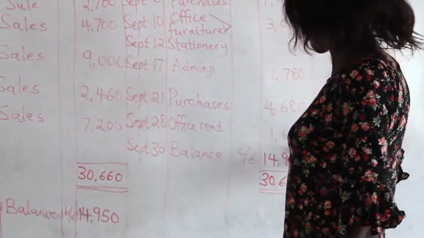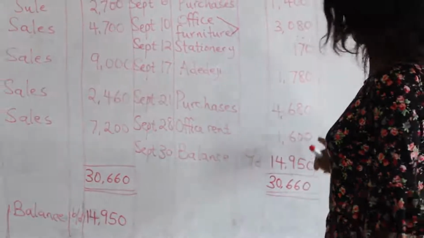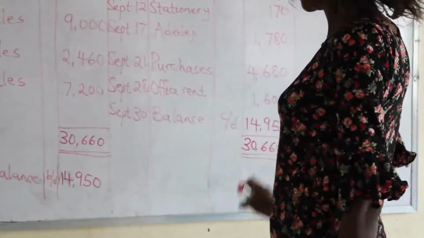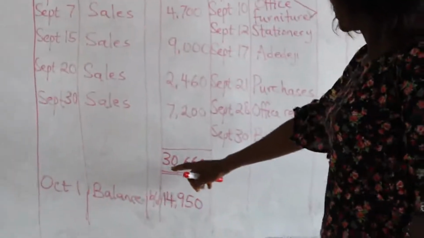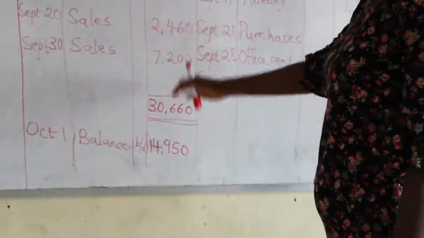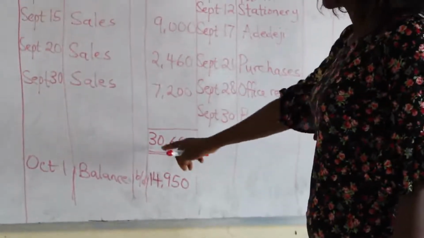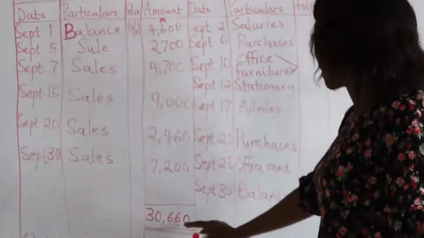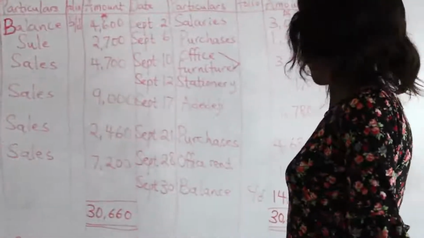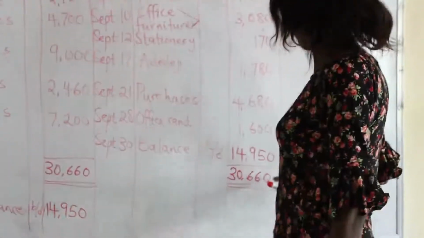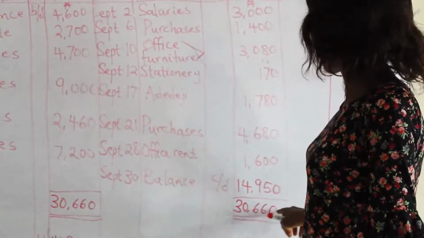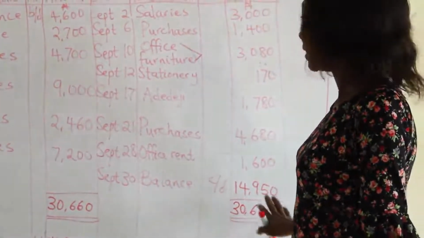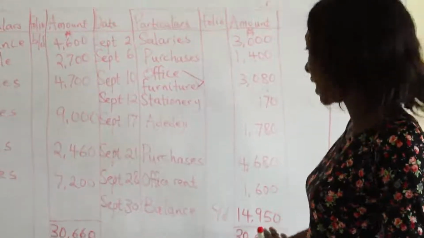How did I arrive at this figure? Now, listen closely. Looking at the debit side, we found out that all the transactions for the month total 30,660 naira. And then looking at the credit side also, we find out that the figure 30,660 naira was also repeated. Yes, it had to be repeated here.